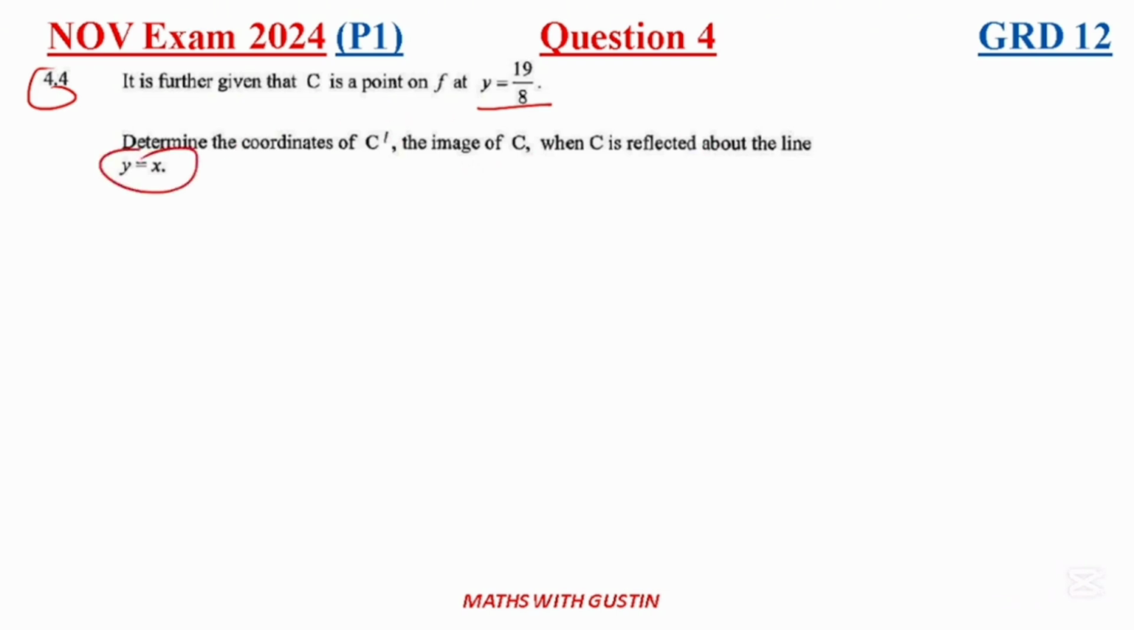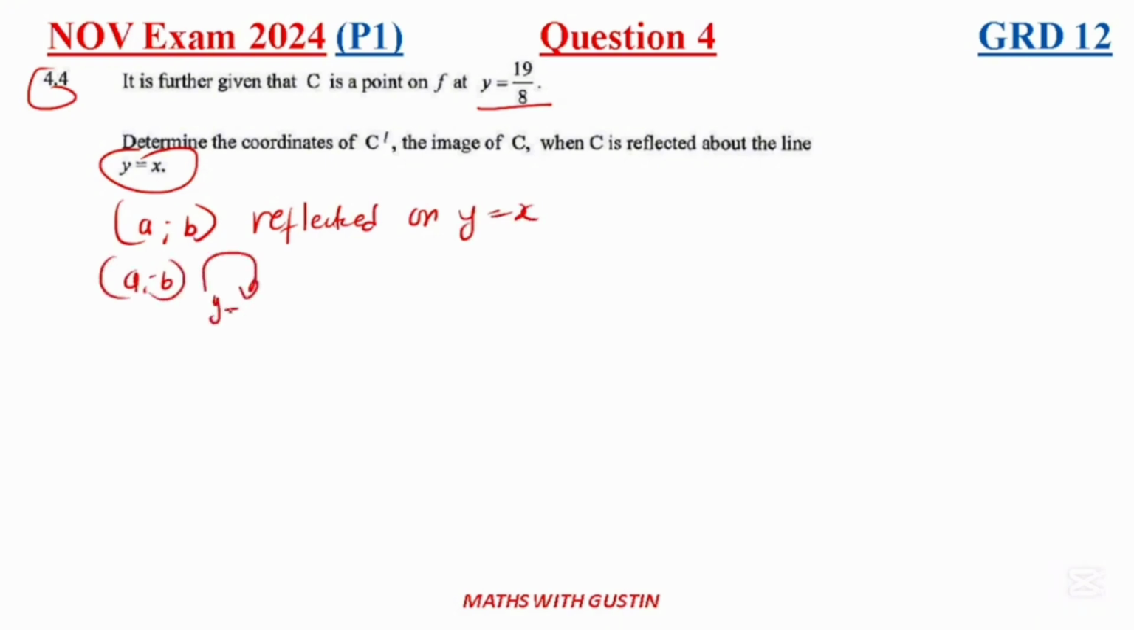Now here, guys, let me illustrate this. If you've got A and B, and it is reflected on y equals x, what happens? x and y swap, and this will be your new coordinate after reflection. Okay, so now let's have a look at this one.